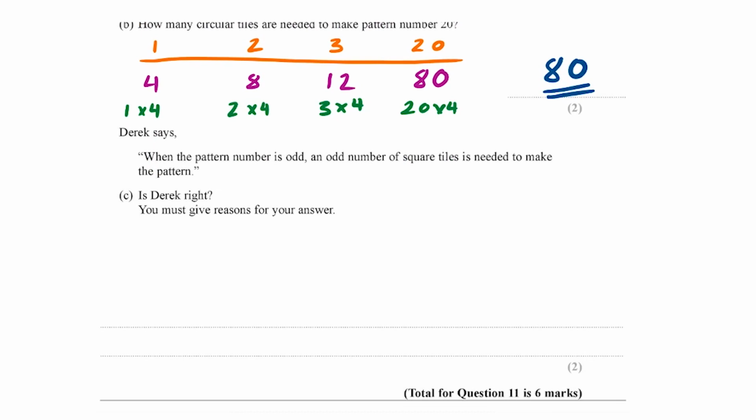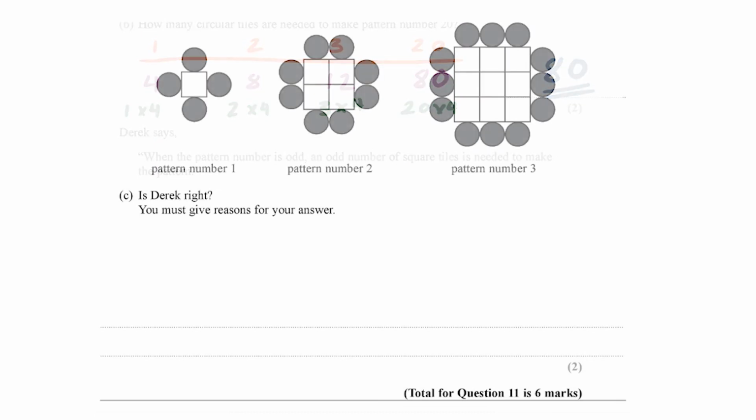Well, Derek is right. If you look at the number of squares in every odd pattern, in the first one it's just 1, so that's definitely odd. But in the third pattern, pattern number 3, the number of squares is 3 times 3. In the fifth pattern, the next odd one, it's going to be 5 times 5. And then the next odd one will be 7 times 7. So you get the number of squares by multiplying the pattern number together.